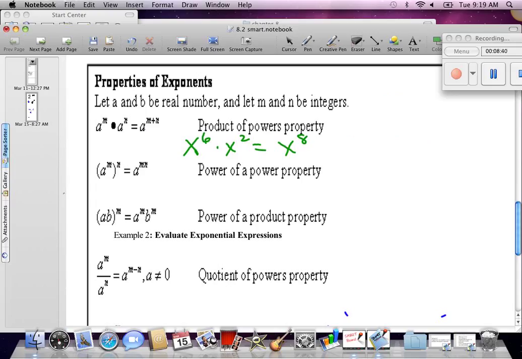What was the other vocabulary term? Coefficient, base, variable, exponent. All right, we did it. Do you guys understand this one? Same base, you just simply add the exponents.